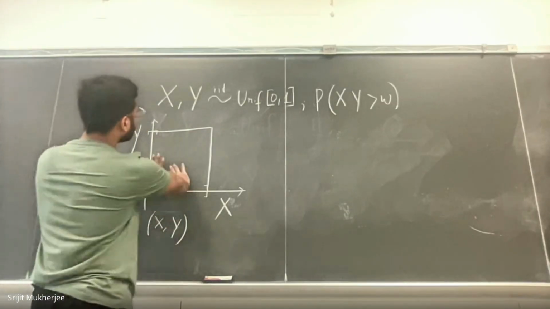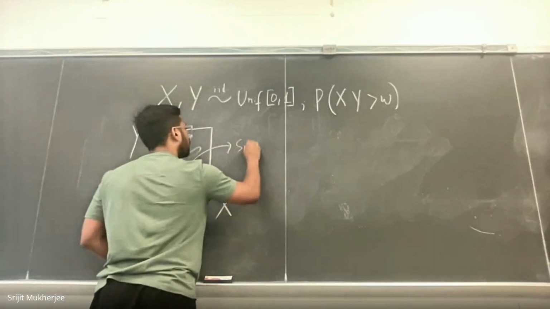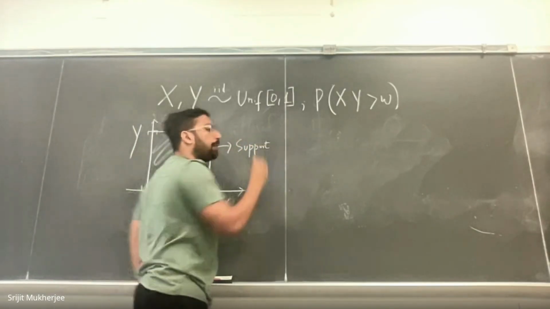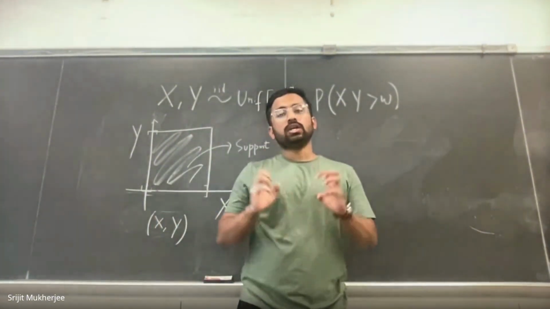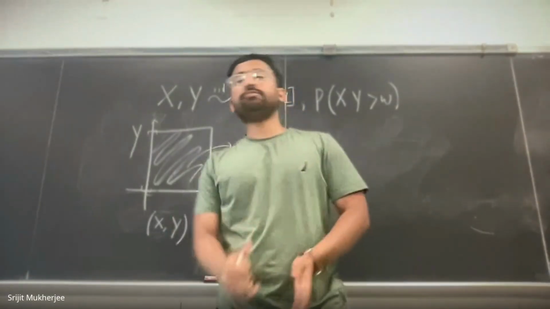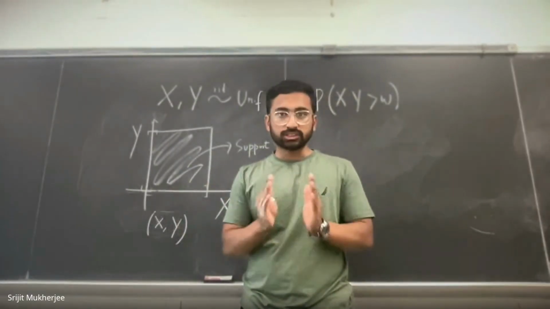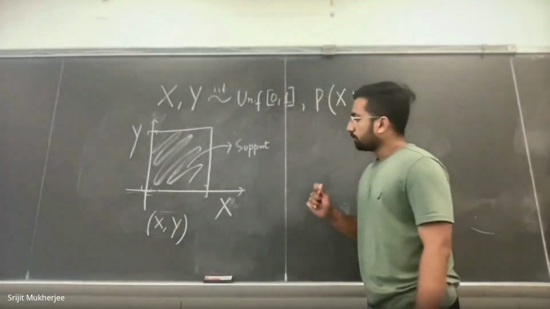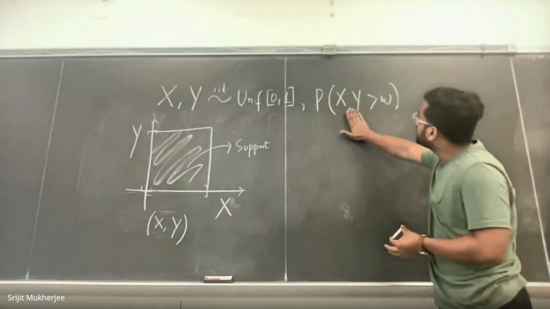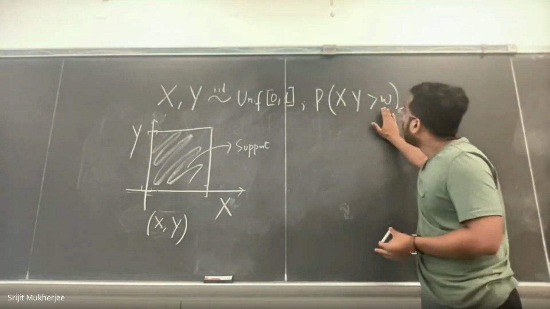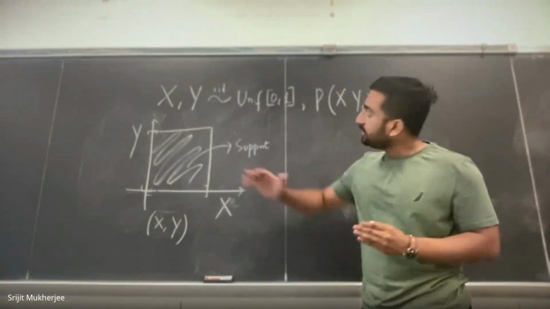So x, y is distributed over this support. The support is the region in the sample space where the random variable has positive probability, or if it's a continuous random variable, positive density, like probability density function positive values only. So this is the support of x, y. We will try to see what the region x times y greater than w represents in the support.